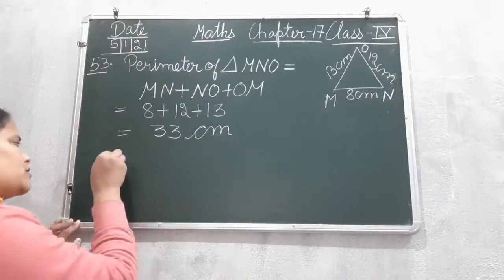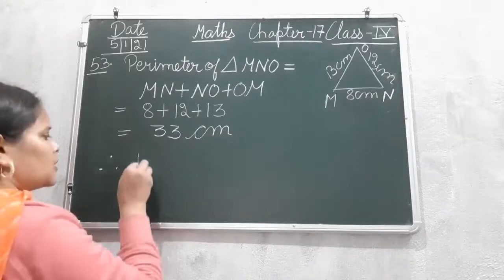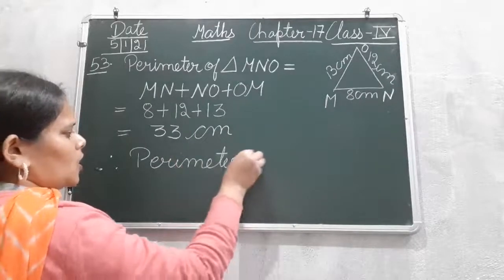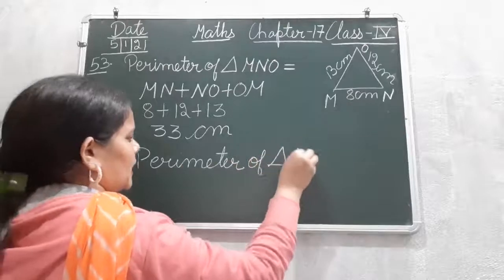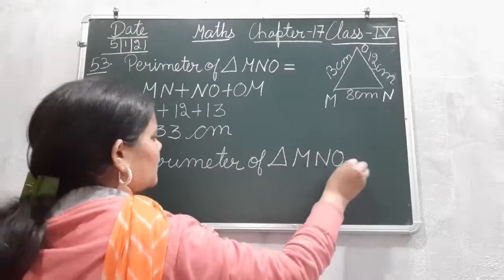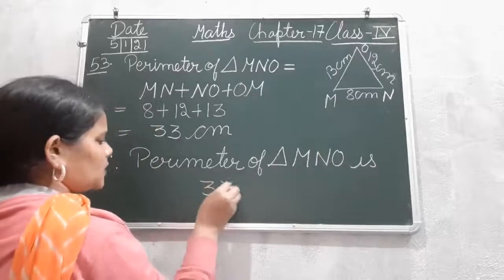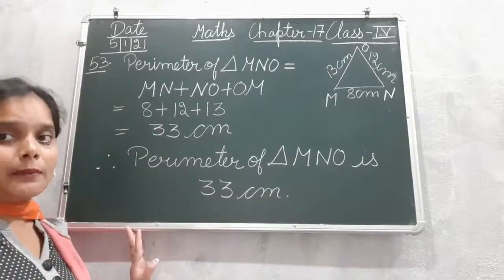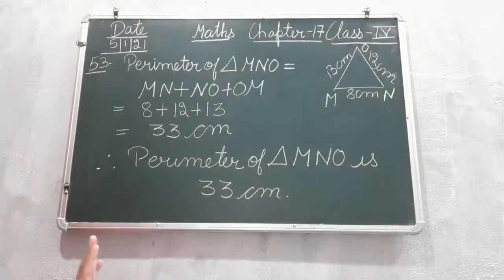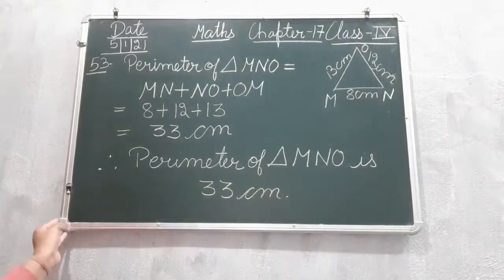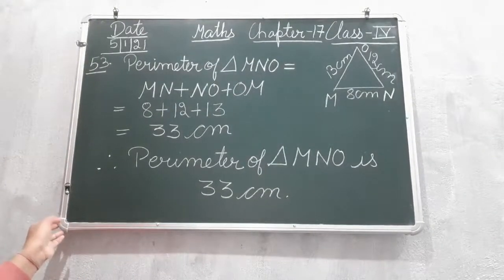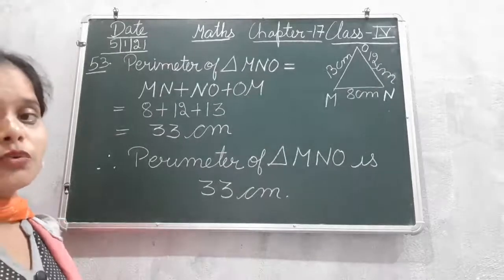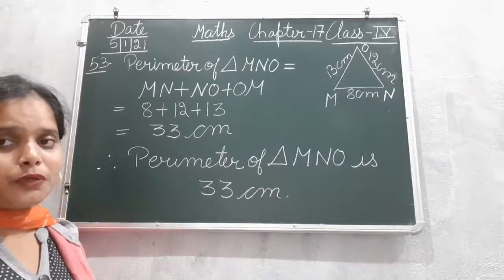So at last we will write the solution sentence. Therefore, perimeter of triangle MNO is 33 centimeter. Therefore, perimeter of triangle MNO is 33 centimeter. Okay, so this is the solution of question number 53 from your book, given at page number 196. So you can just pause your videos here and note it down in your notebooks.